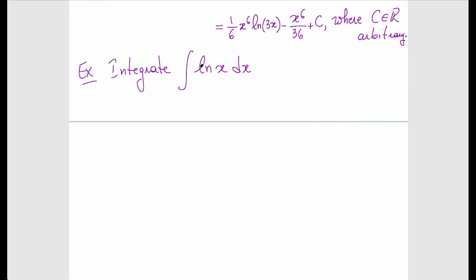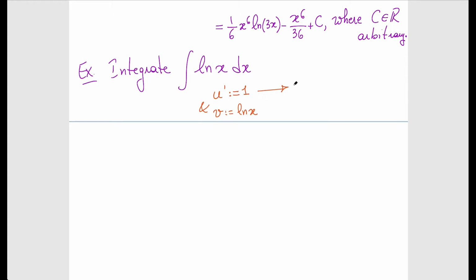Here we don't have much choice for u prime and v. What I'm going to do is take u prime to be 1 and v to be ln of x. As such, remember the idea is to transition by integration by parts. You want to transition to an integral which is not more complicated than the one that you already have.